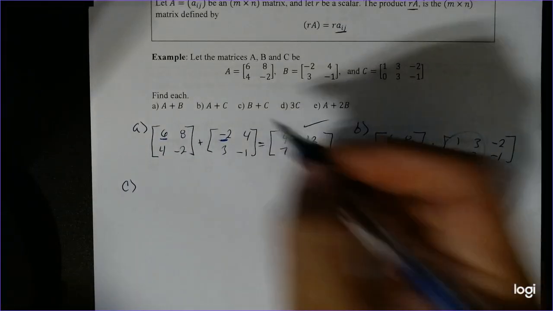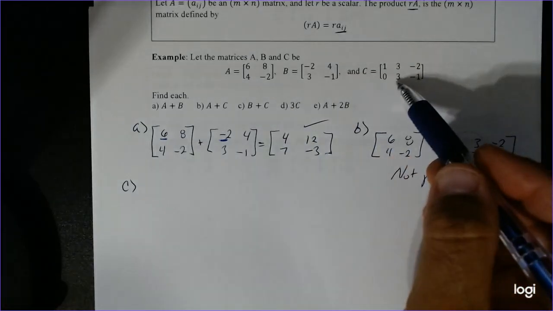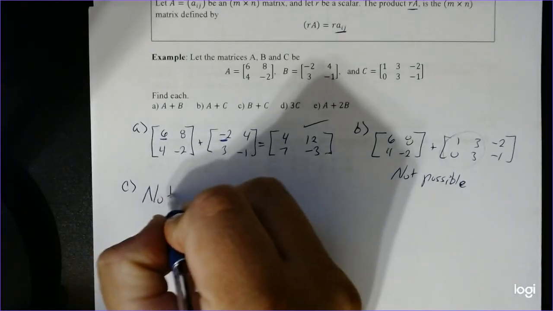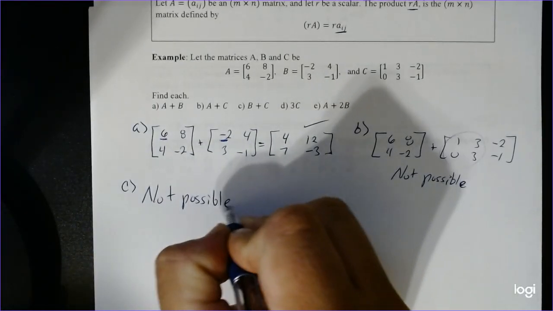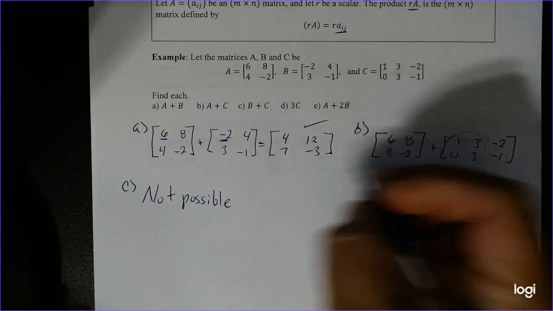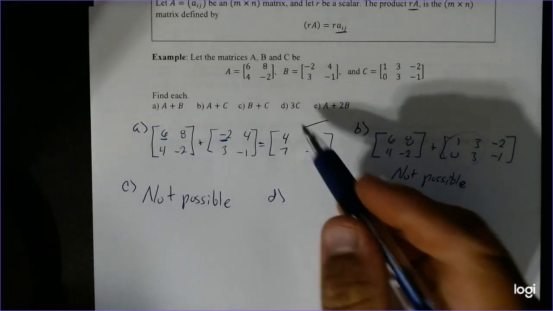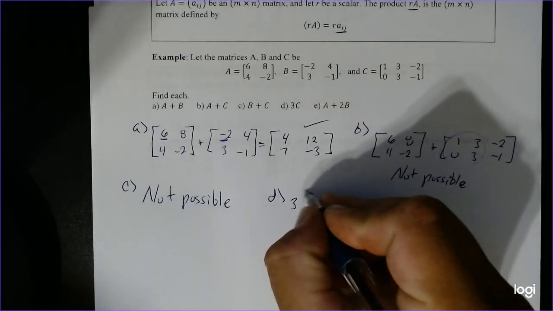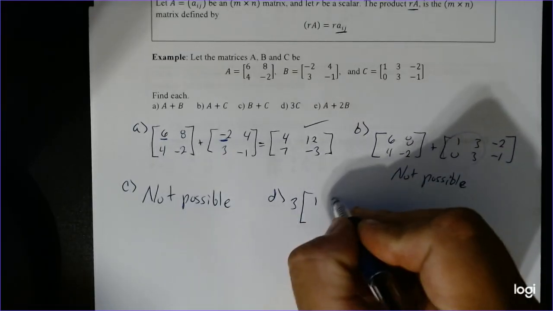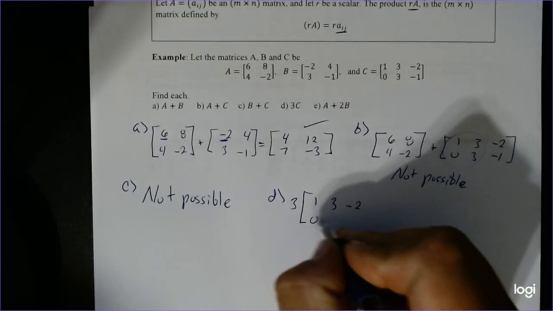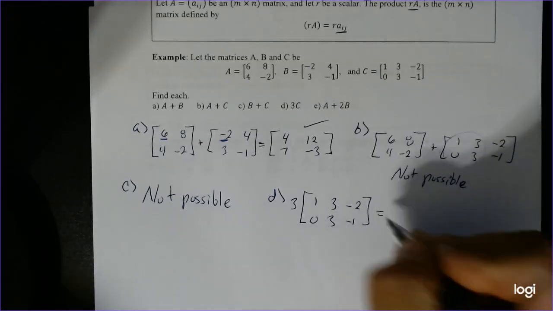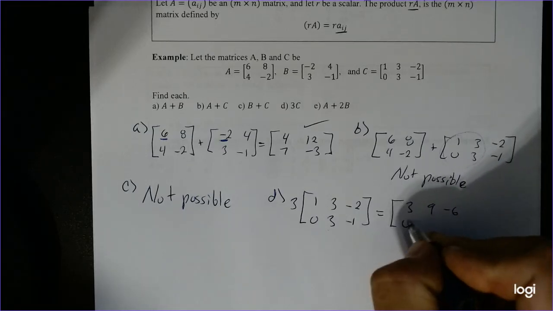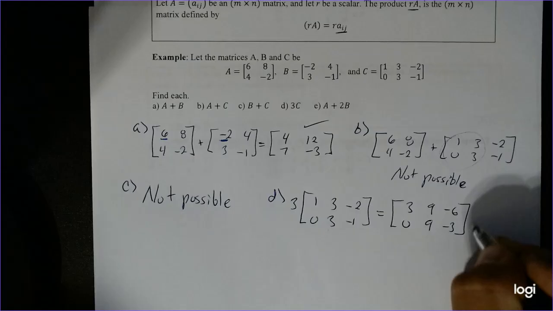Now same thing applies for C. So B plus C is the same thing as part B, so it's also not possible. All right, so those are freebies. Let's move on to D. So D is just 3 times C. So here we're just going to multiply C by 3. And just like a distributive property, we're going to distribute to every single entry within C. And there we go.